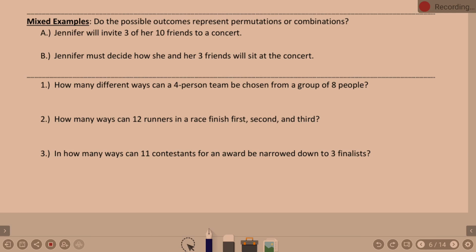So this scenario is indeed a combination. Your explanation? Order does not matter. If you want to put an explanation there: order does not matter.